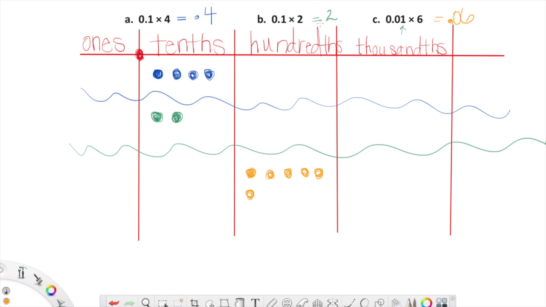6 hundredths. Did I forget my decimal point here? That is so embarrassing. Goodness sakes. That should be 2 tenths, friends. And this should be 6 hundredths. Let's take a look. Is everyone on board with that?